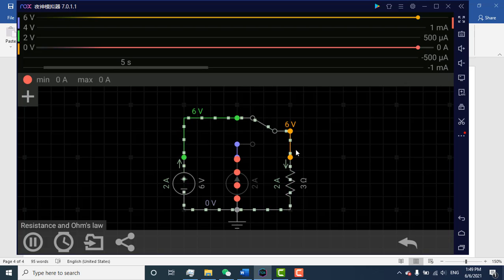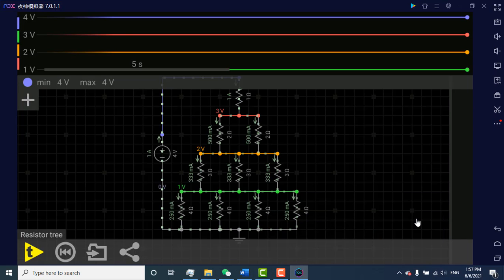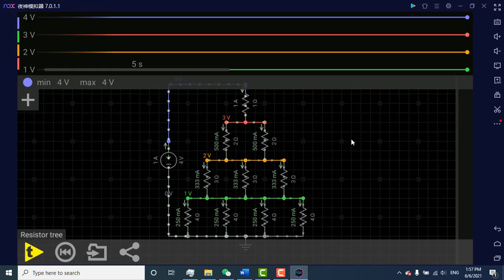By using Ohm's law, if you have a single resistance or a single component or a very simple circuit, you can find the voltage, current and resistance, their relationship, and you can find any unknown value. So let me show you a little complex circuit. If you have a simple circuit, you can use Ohm's law to find the voltage, current or resistance. If you know two values, you can find the third value.